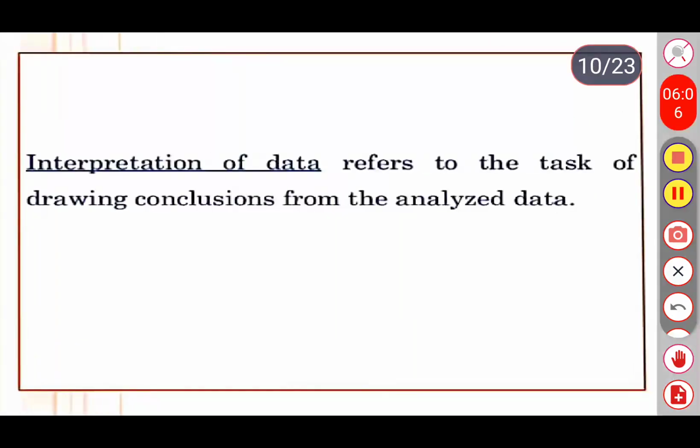Next one, interpretation of the data. Interpretation of the data refers to the task of drawing conclusions from the analyzed data. Once we calculate the mean, median, mode or range of the data, we compare the mean values, median values and mode values, or similarly the central tendencies.